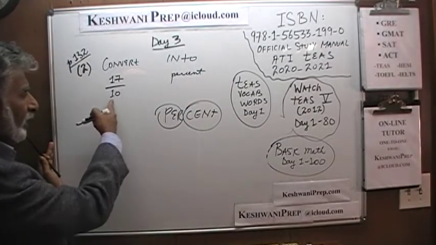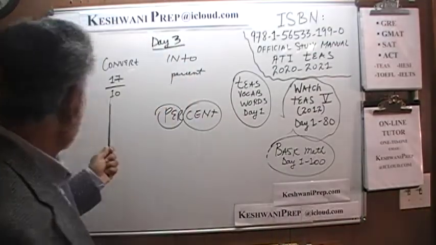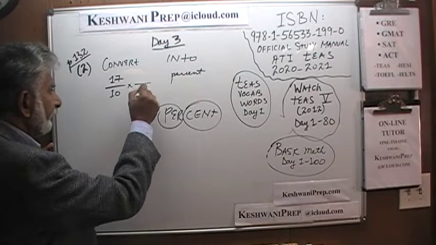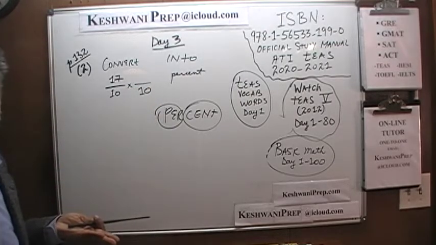So if you can convert the bottom into a 100, then as long as the bottom is 100 in any fraction at all, whatever number you see on the top, that's the percentage. So how do we convert the bottom into 100? It's very simple. Multiply the bottom by 10. We already have a 10. 10 times 10 is 100. We will have 100 at the bottom.